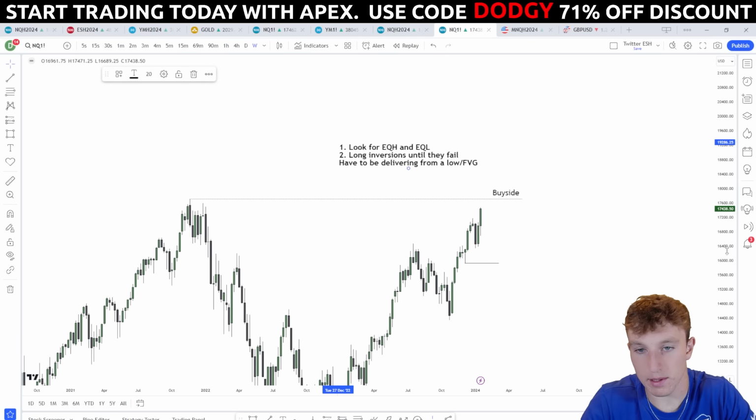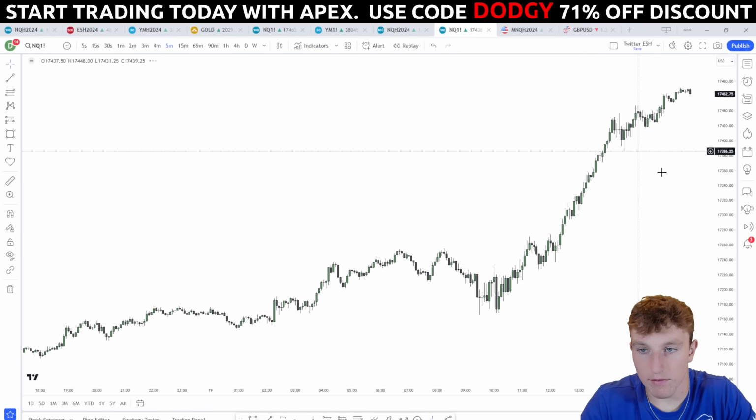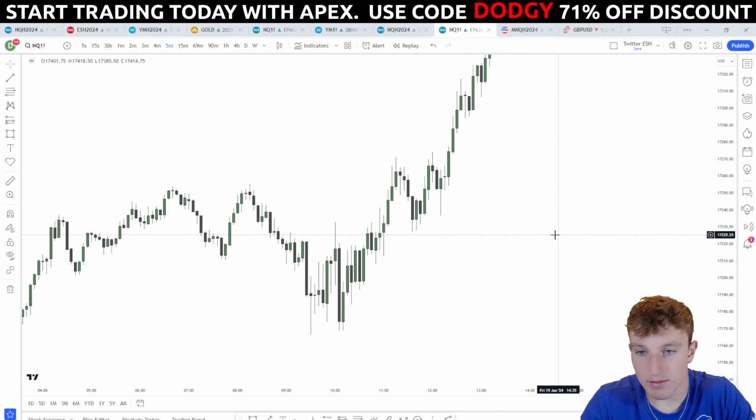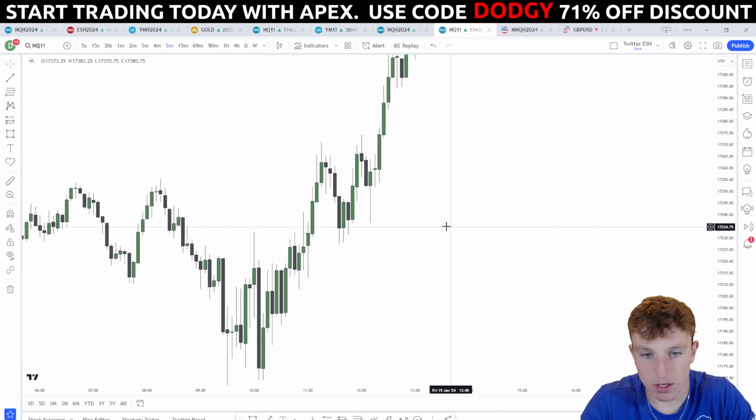So what do I mean by that? If I'm going to long an inversion, it has to be delivering from some sort of fair value gap. So in this example here, here's a 5-minute inversion. We're bouncing from a fair value gap here.